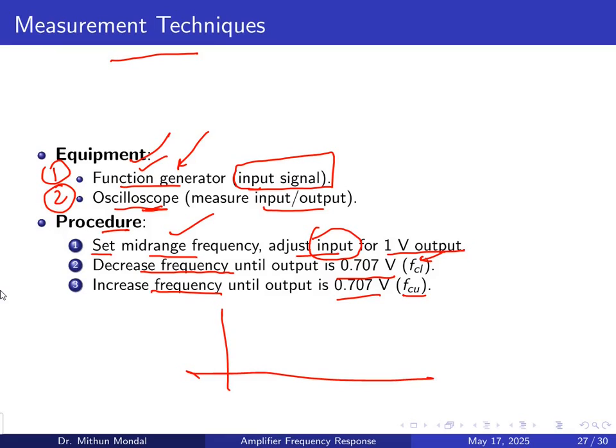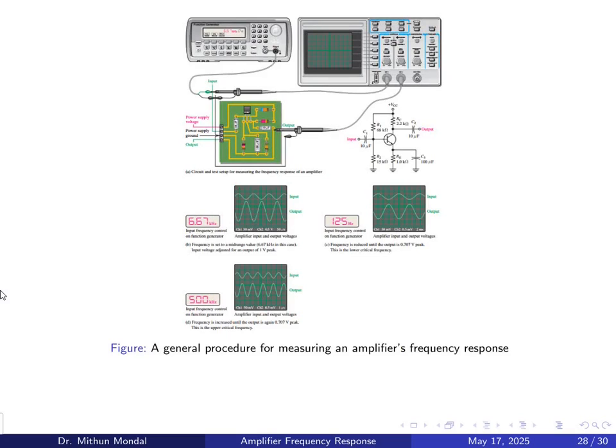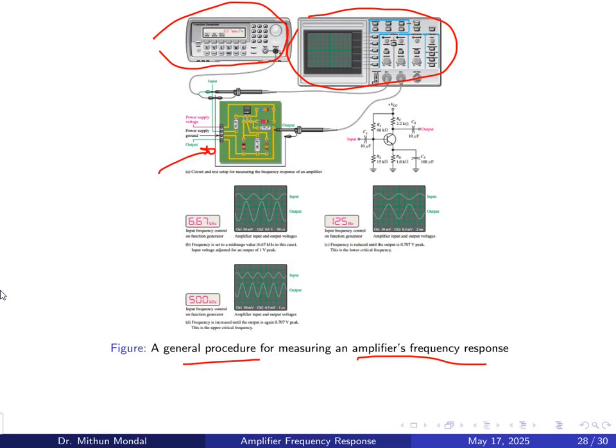So your frequency response will be like this. You have the critical frequencies: this is your lower, this is your upper, and this is your mid-range. So here you have the mid-range frequency. This is the general procedure that can be followed in the laboratory to find the amplifier frequency response. So we need a function generator, an oscilloscope, and the amplifier circuit that you have.